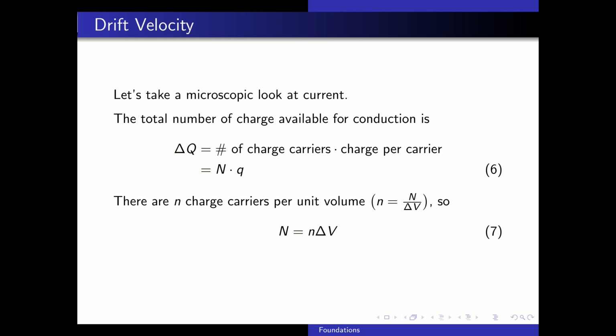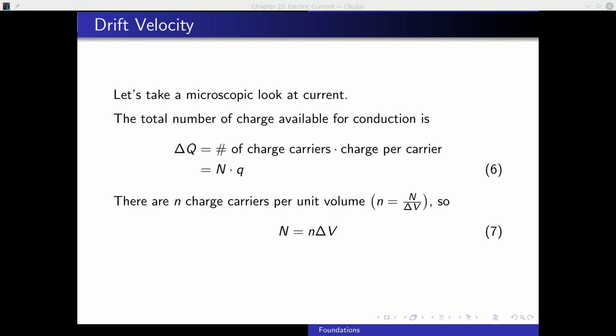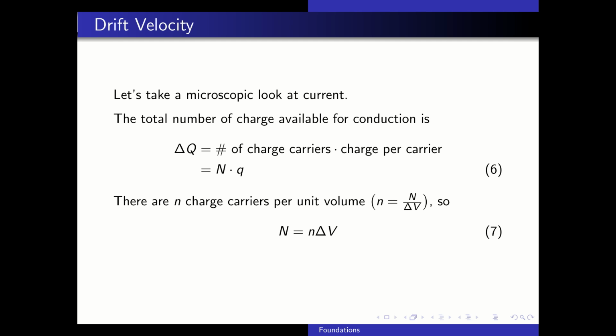We're going to take an amount of charge delta Q. This is the total amount of charge that's available for conduction. So this is, in some volume of a conductor, the total number of charge carriers in that volume multiplied by the charge per carrier. Remember that each electron is 1.602 times 10 to the negative 19th coulombs. So if I had two charge carriers in that volume, that would be twice that, 2 times 1.602, or 3.204 times 10 to the negative 19th coulombs.